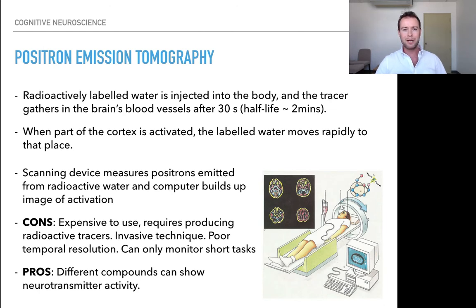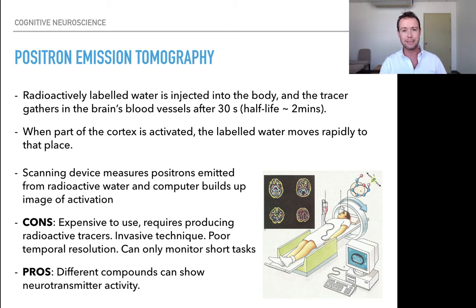So another method to study what's going on in the brain is using positron emission tomography. Now, this was primarily popular in the 1980s and 90s. It's still used now, but a little bit less than it used to be. And it involves injecting radioactively labeled water. Not as dangerous as it sounds.